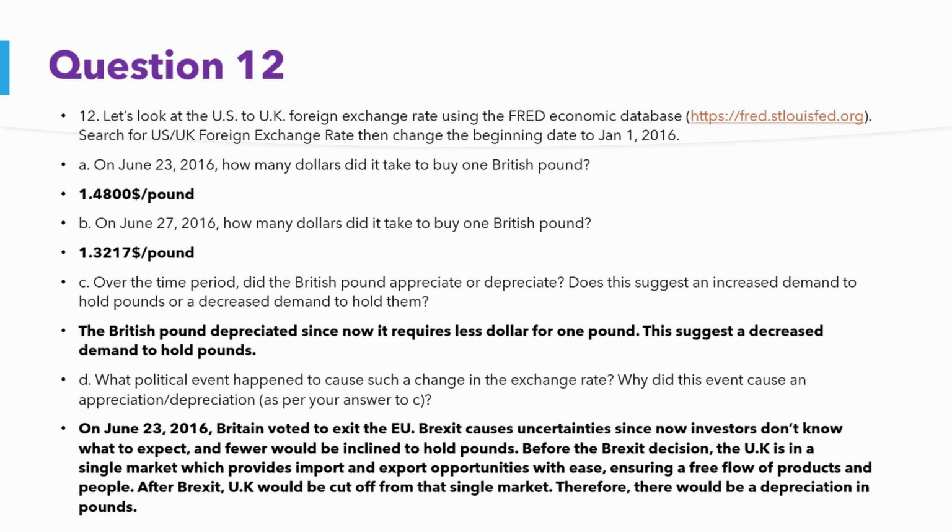For question 12, we're again looking at the FRED database. We see that on June 23, 2016, the exchange rate is $1.48 per pound, but on June 27th, it's $1.32 per pound. We see that there is a dramatic decrease in a matter of days. The British pound depreciated since now it requires fewer dollars for 1 pound, and so that suggests a decreased demand to hold pounds. The actual political event that led to such a change in exchange rate is Brexit.